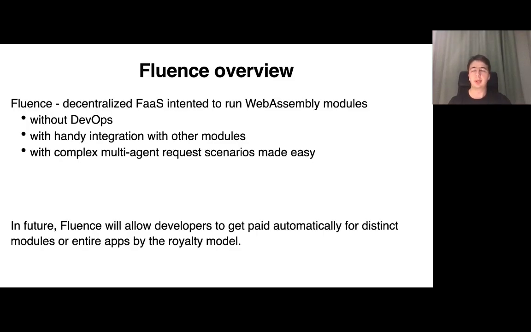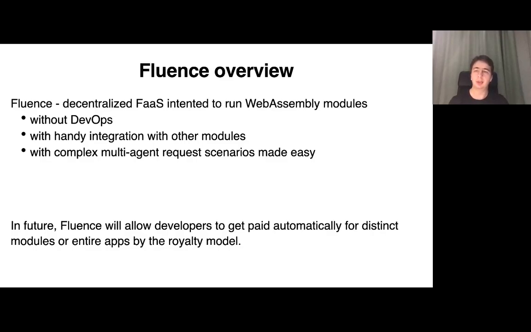So Fluence is a decentralized function service intended to run WebAssembly modules with several important features. The first one is zero DevOps. That means that all DevOps is done by the Fluence network and Fluence nodes itself. The next one is the easiest integration with other modules with the help of interface types. And the last one is a special language called Aquamarine that provides a way to run complex multi-agent request scenarios across the Fluence network in the easiest way.